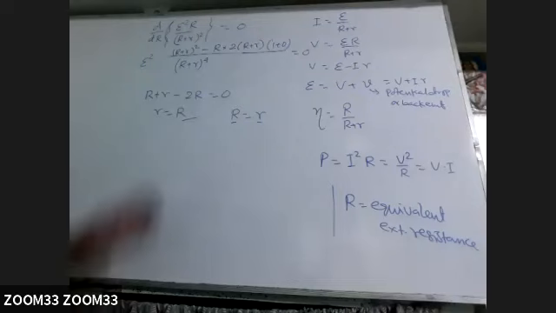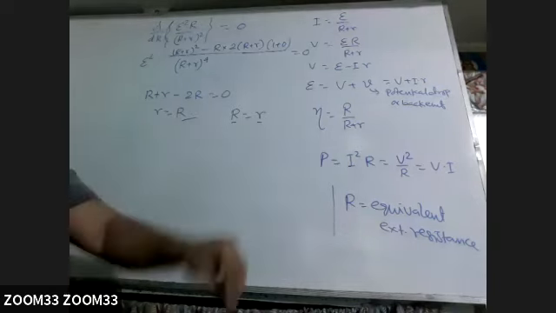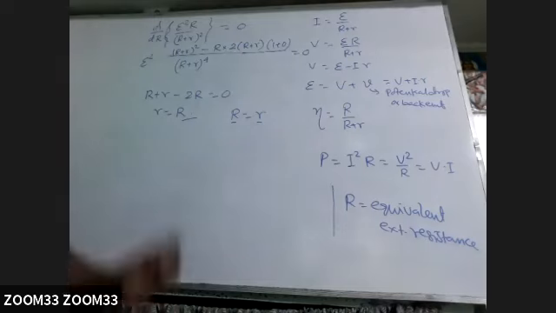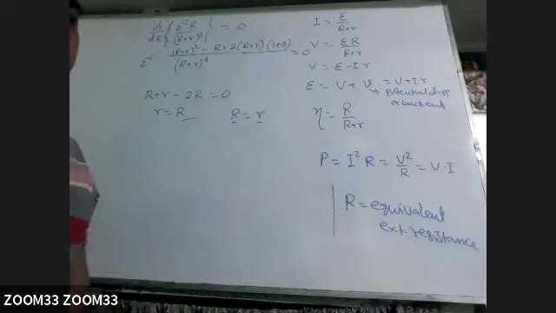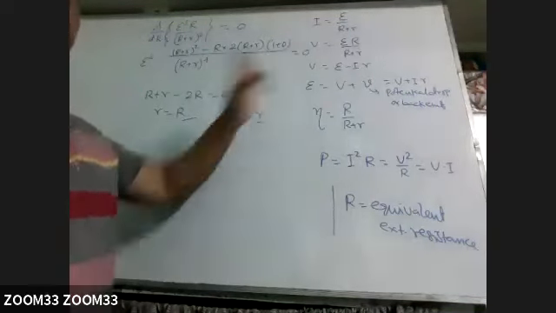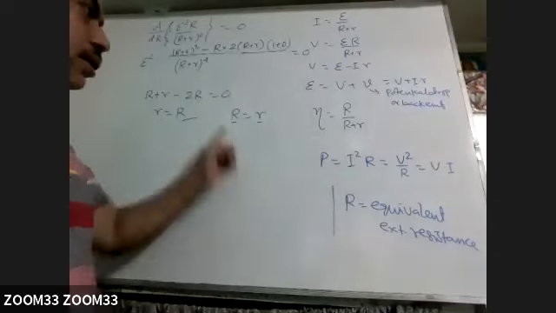That is, if you want to charge your mobile, then what is the source? Source is the charger. What is the load? The cell of your battery, means mobile. So if you want to charge your mobile within less time, what should be the condition? The resistance of your mobile and the internal resistance of the charger should be same.